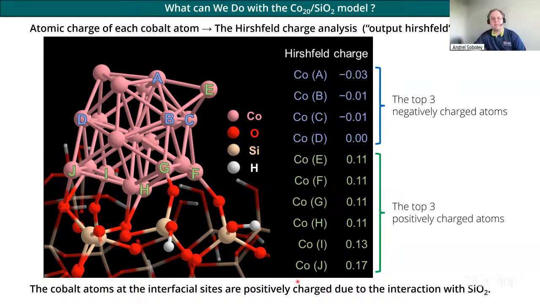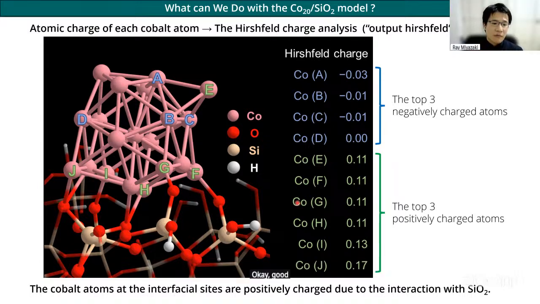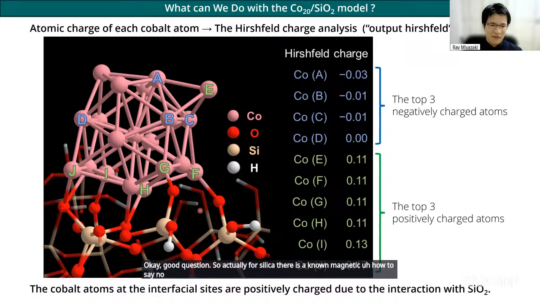Thanks a lot. There is one more question from an anonymous attendee. How do you consider the magnetic behavior before making a slab? Okay, good question. So actually for silica, there's no complicated magnetic structure, I believe. So this is a singlet state.